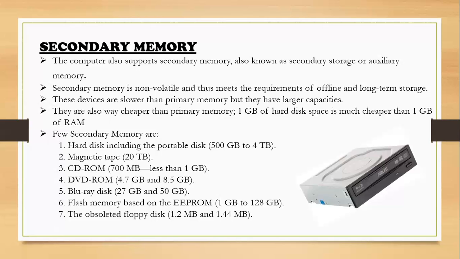Magnetic tape, 20 terabyte. CD-ROM, 700 MB to less than 1 GB. DVD-ROM, 4.7 GB to 8.5 GB. Blu-ray disc, look at its sizes, 27 GB to 50 GB. Flash memory based on the electrically erasable programmable read-only memory, it's in between 1 GB to 128 GB. Floppy disk is obsolete, it's not available now.